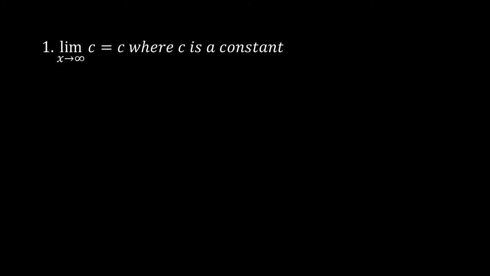Before evaluating the limits at infinity of polynomial functions, there is a need to understand the following. Number 1, the limit of c as x approaches infinity is equal to c, where c is a constant. Example letter A, the limit of 6 as x approaches infinity is equal to 6. The answer is 6 even if x is approaching positive infinity or negative infinity.